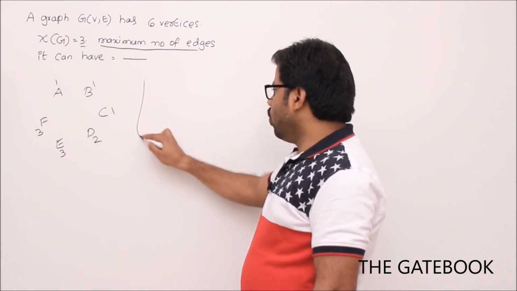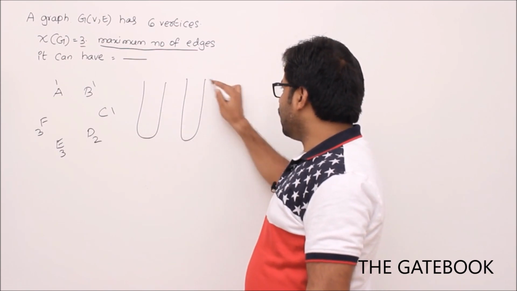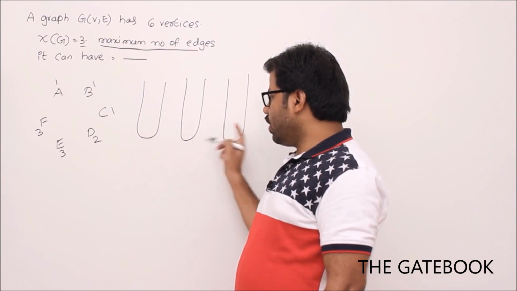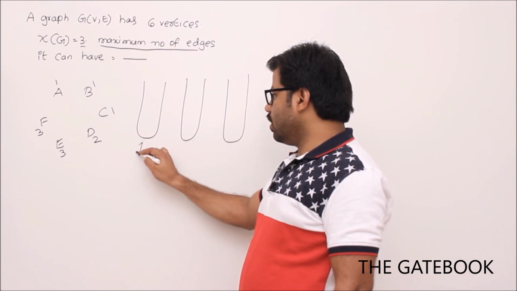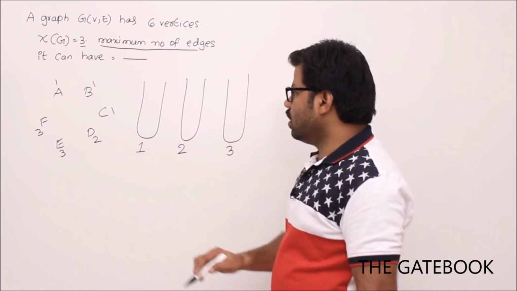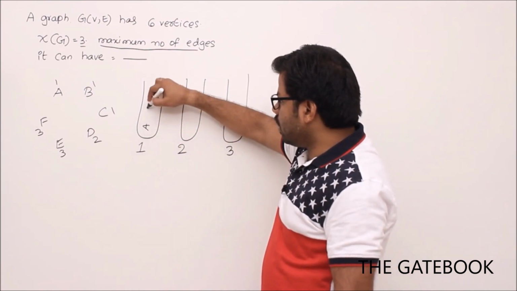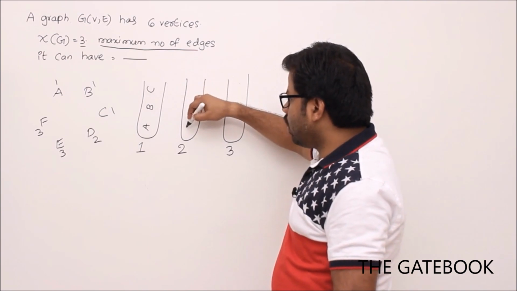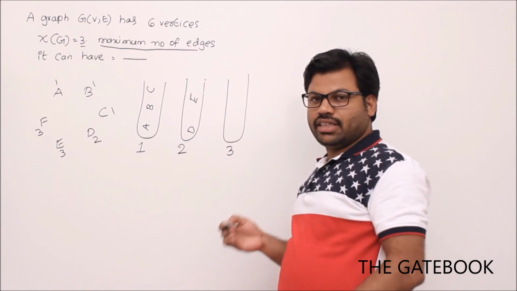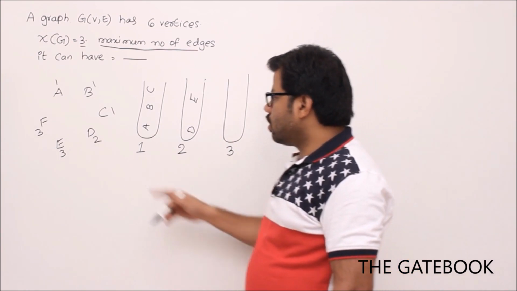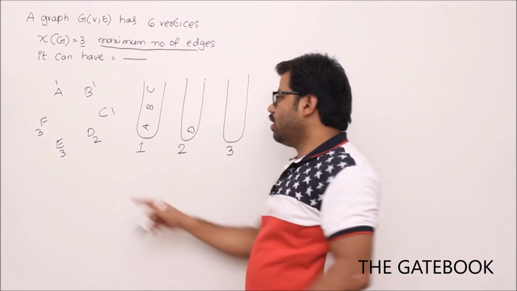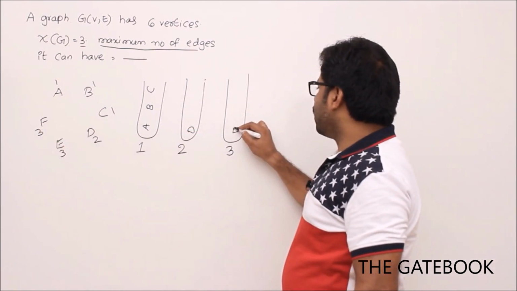That's the question. To understand this concept clearly, I create three partitions. This is for color 1 vertices, this is for color 2 vertices, and this is for color 3 vertices. Let's keep all the color 1 vertices here, A, B, C, and all the color 2 vertices, D. I am redrawing the graph so that I can easily count the number of edges. So there is only one vertex with color 2, D, then E, F in color 3.